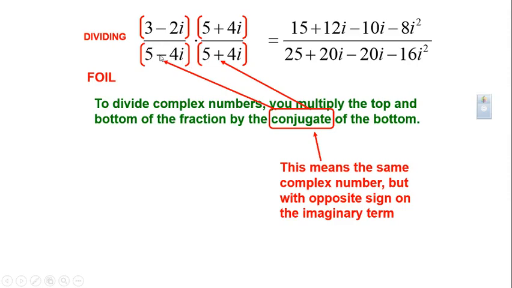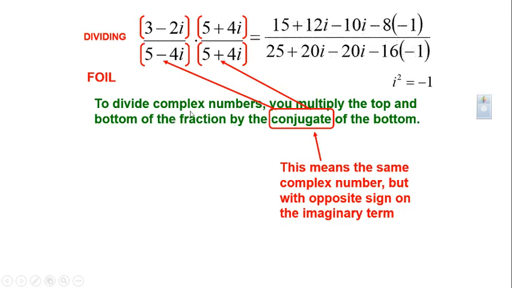So 5 squared plus negative 4 squared. 5 squared is 25. The square of negative 4 is 16. So the denominator would simply be 16 plus 25, which is 41.